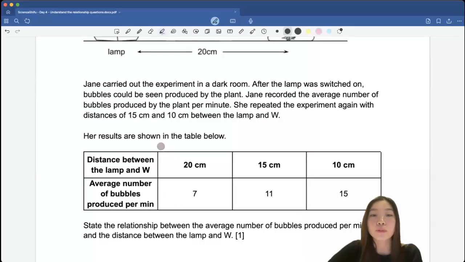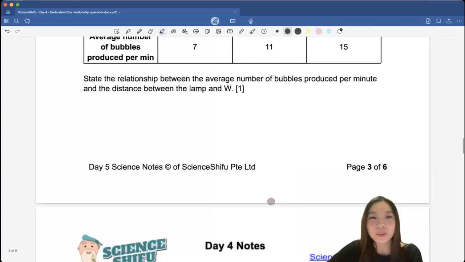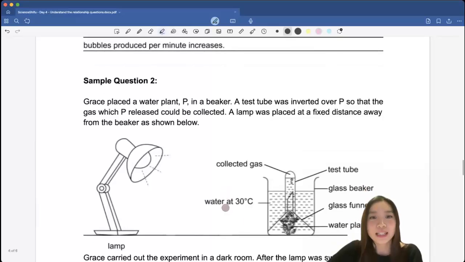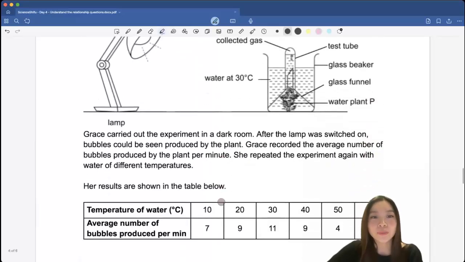Moving from left to right, we can see that as the distance between the lamp and W decreases, the average number of bubbles produced per minute increases. Therefore that is going to be our answer: as the distance decreases, the number of bubbles produced increases. Let's take a look at another question.